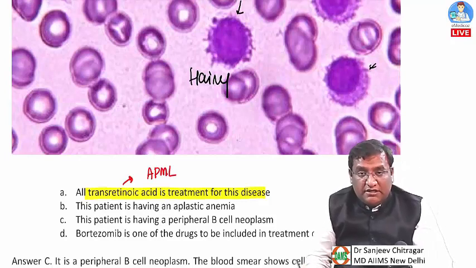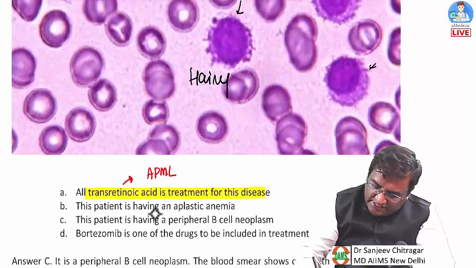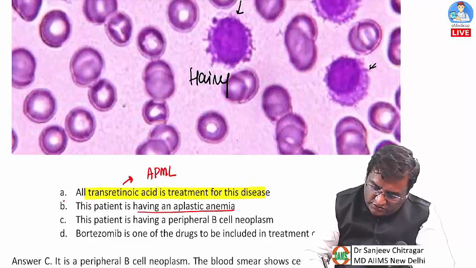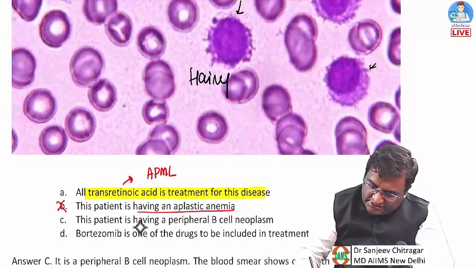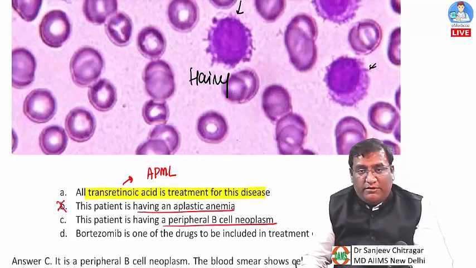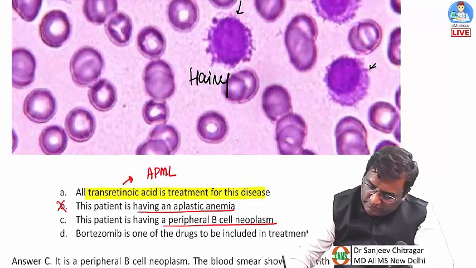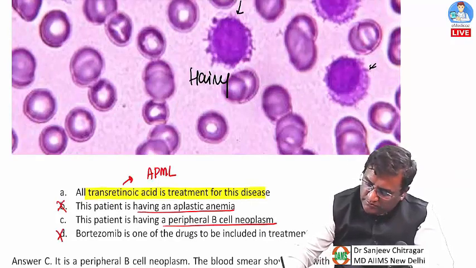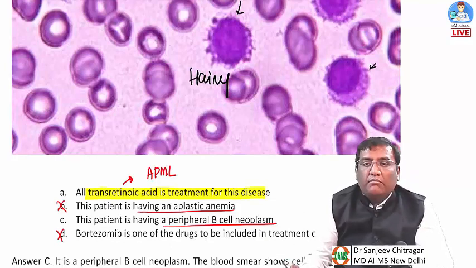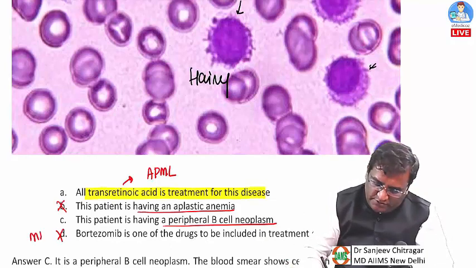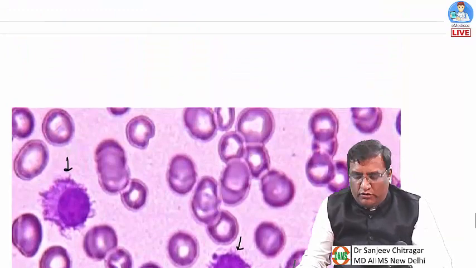That is not the case here. The patient is having aplastic anemia? That is not the case. The patient is having a peripheral B-cell neoplasm. That will be the answer. Bortezomib is one of the treatments? That is not the case. Bortezomib is used in multiple myeloma. So let me look at the question then.